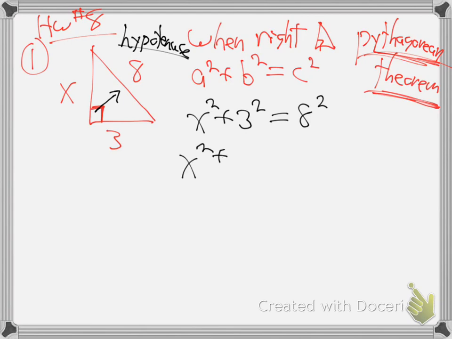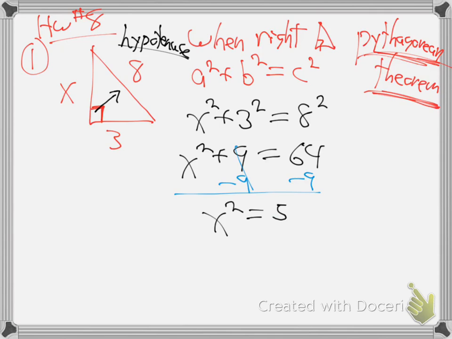So then just square those. 3 squared, 3 times 3, 9. 8 times 8, 64. How do we solve for x there? What do we do? Subtract that 9. Boom. We've got to get it alone, right? So x squared is, was that 55? Yeah, 55. Now, what do you do to make that into regular x?